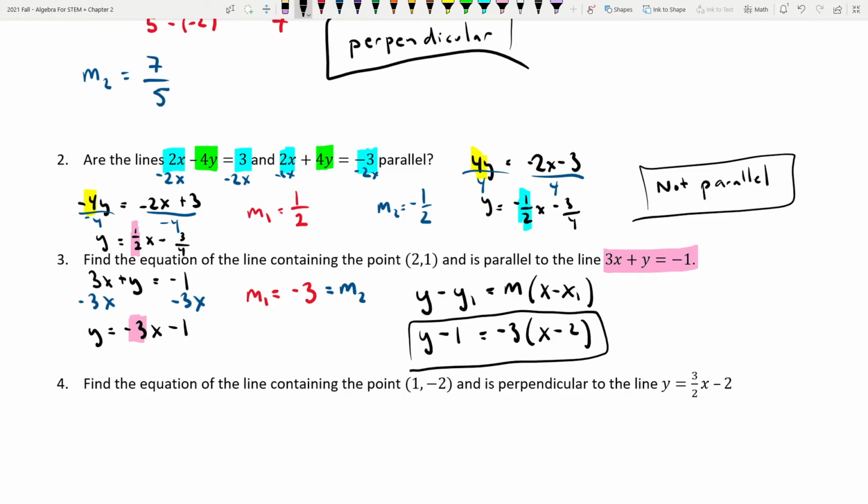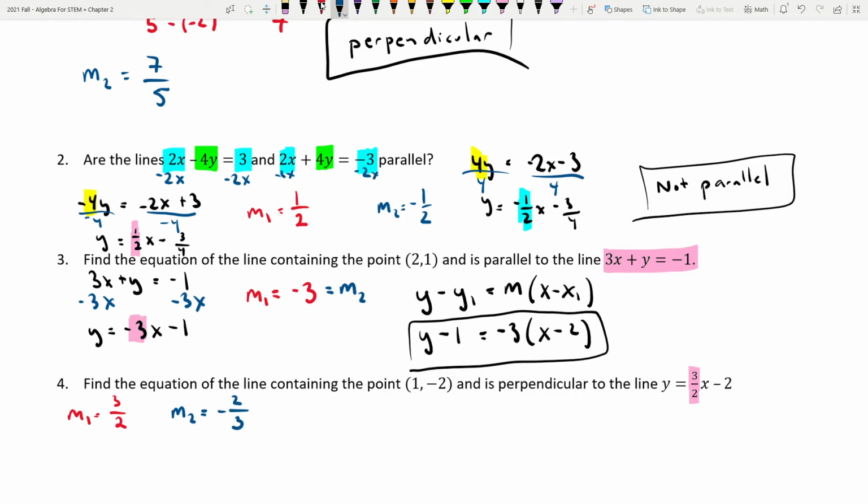Now let's find the equation of a line containing the point (1, -2) that's perpendicular to the line y = (3/2)x - 2. Since this line is already in slope-intercept form, I can read the slope right off. The slope of this line, m1, is going to be 3/2. So that means the slope that I want, since I want a perpendicular slope, will be the negative reciprocal. So the slope that I want, m2, will be -2/3.